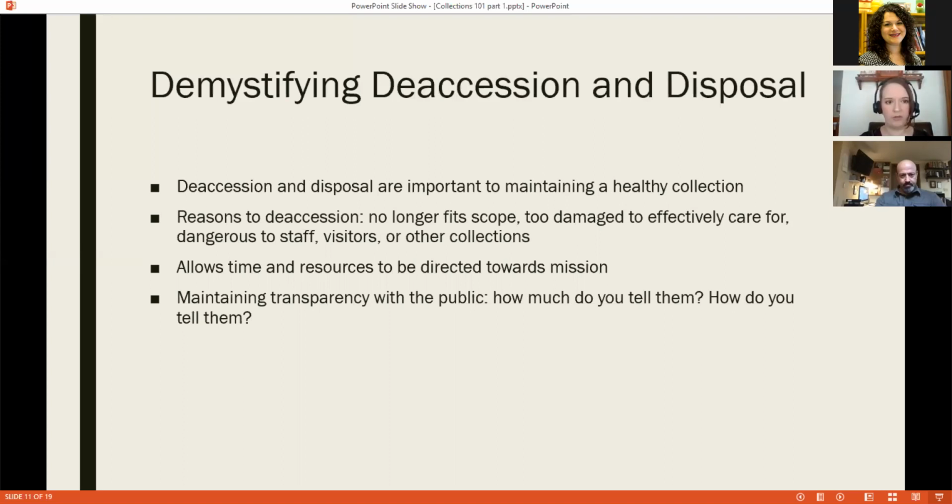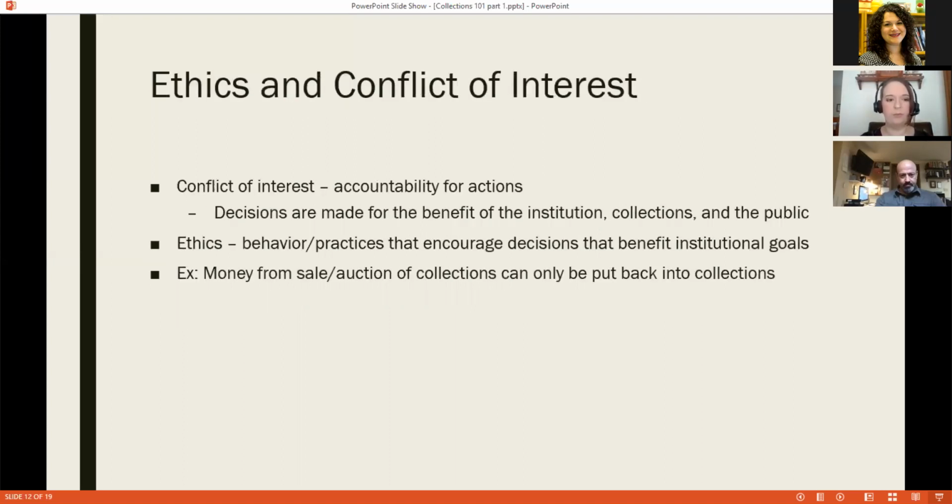We'll breeze through ethics and conflicts of interest, but most places of employment have these. Basically you need to be accountable for your actions, and it's important to have this in writing, because the behavior of you and your staff is a reflection of your institution, and it's how the public is going to look at you and judge you and your place in the world.